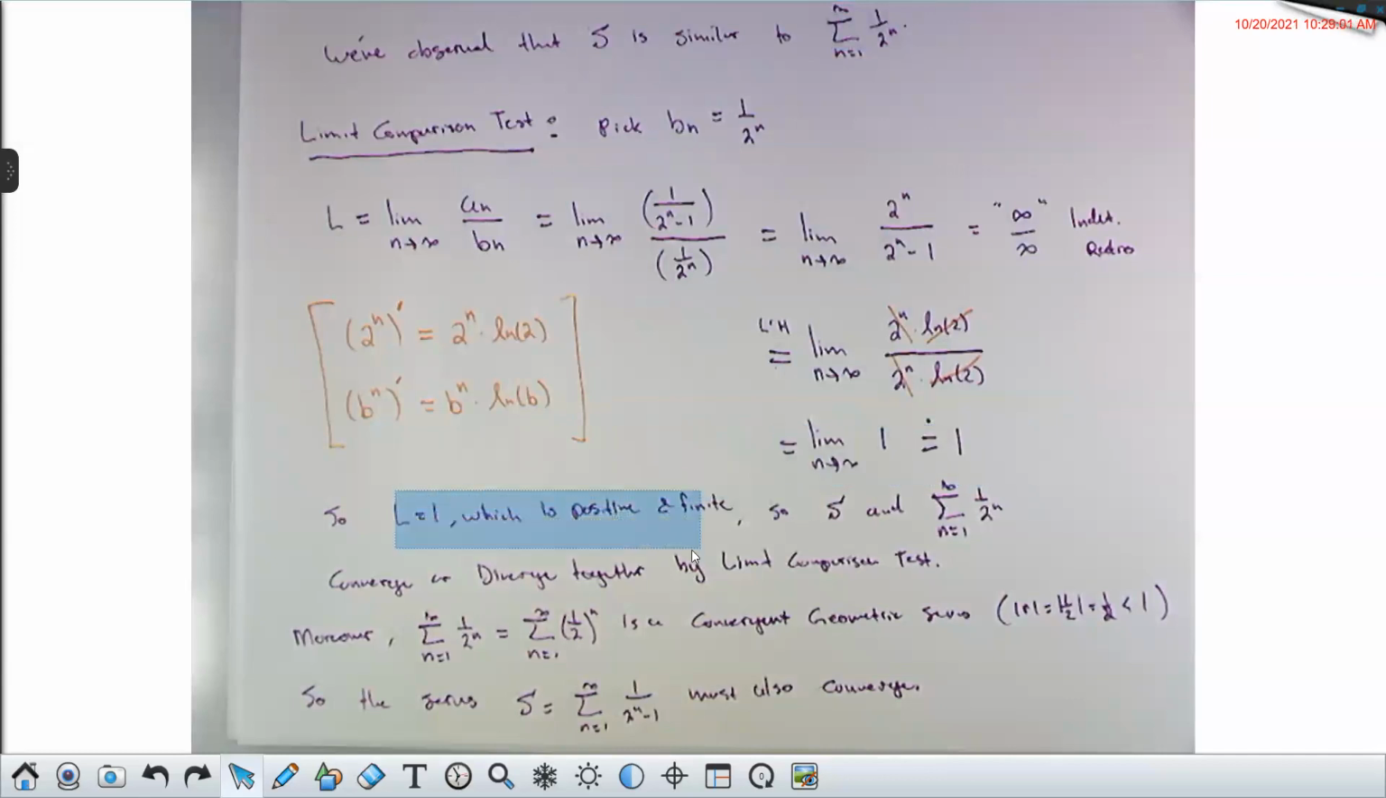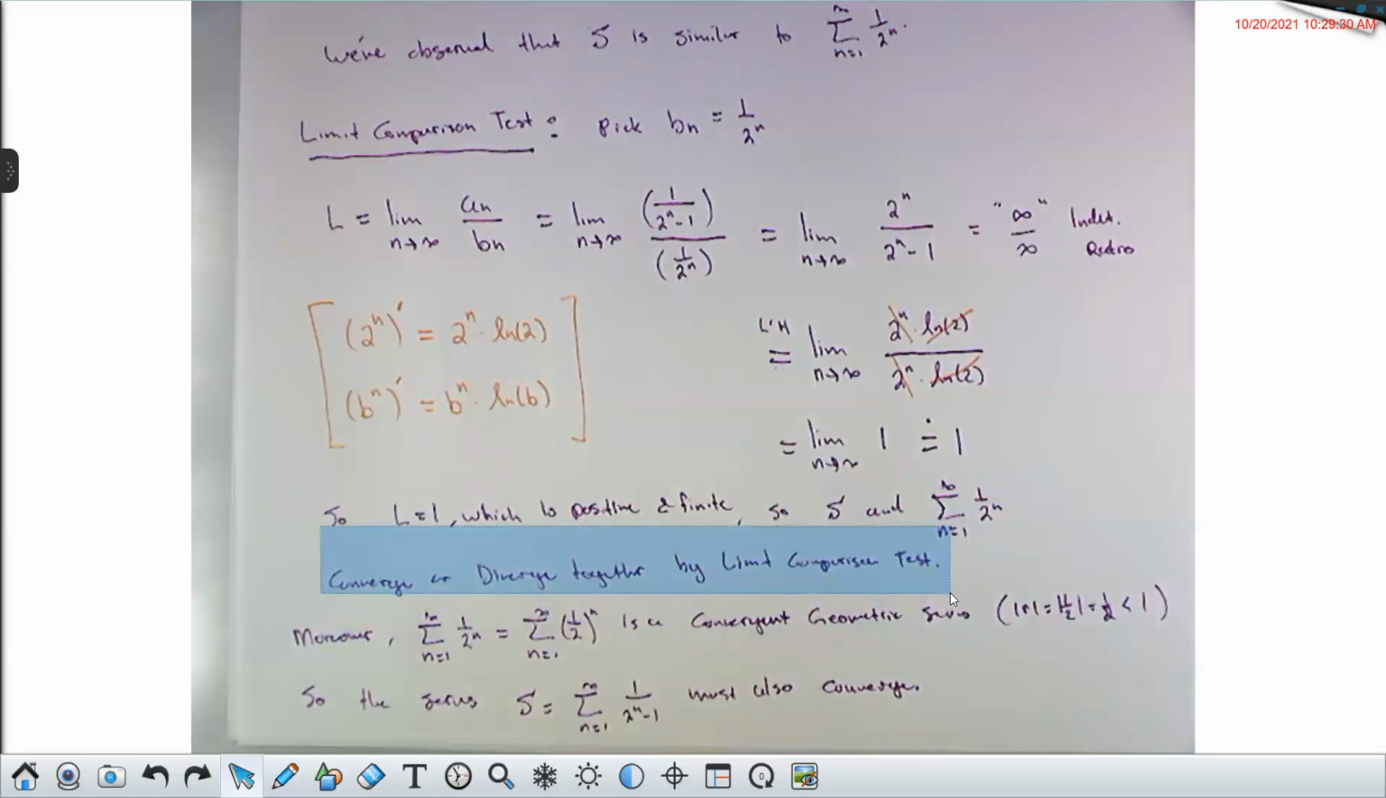So because that is positive and finite, my series, which I've just called S so I don't have to keep writing it, and the series I'm comparing with, sigma 1 over 2 to the n, do the same thing. They converge or diverge together. So if this is a divergent series, S diverges. If this is a convergent series, S converges. That's the end of the limit comparison test work. Limit comparison test says these two series do the same thing.